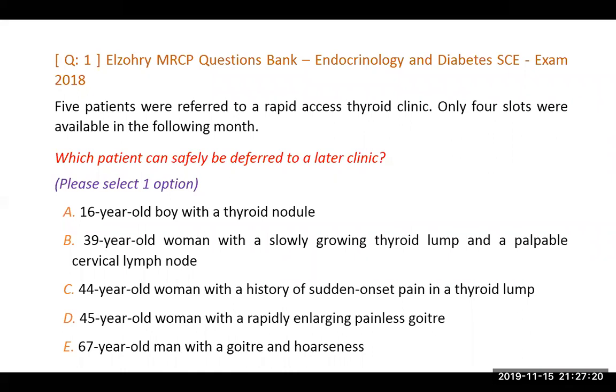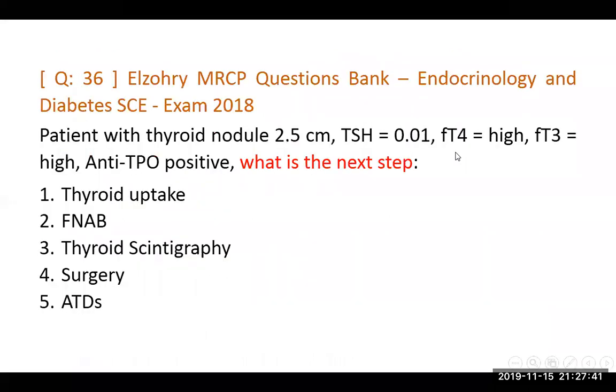Sudden onset pain in the thyroid lump means a hemorrhage inside the cyst. This is a benign, not a malignant feature. All of them are malignant features except C. Okay. Another question.